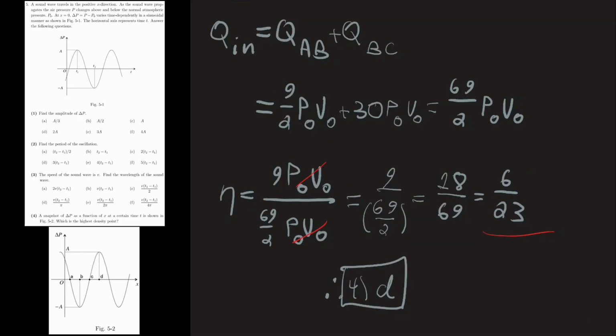Next is section 5, which says, a sound wave travels in the positive x direction. As the sound wave propagates, the air pressure P changes above and below the normal atmospheric pressure, P sub 0. At x equals 0, the change in pressure, P minus P sub 0, varies time dependently in a sinusoidal manner as shown in figure 5-1.